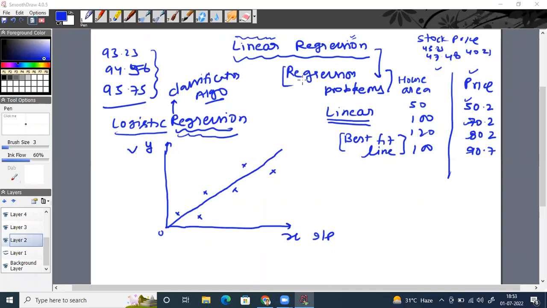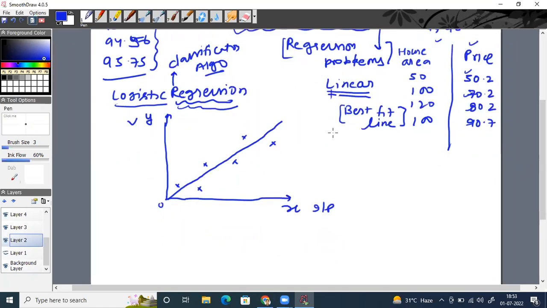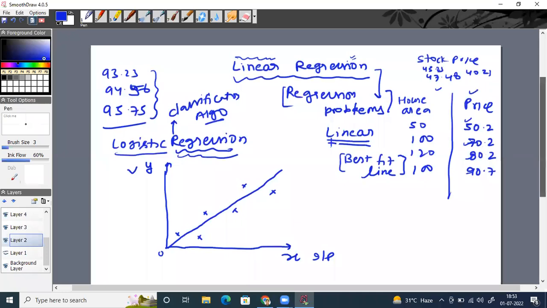This is my objective. Okay, so best fit line. But how will you find it? What do you mean by best fit line? The question immediately comes: why are you talking about the best fit line? What is the definition of best fit line? How can we say this is a best fit line or it is not a best fit line?